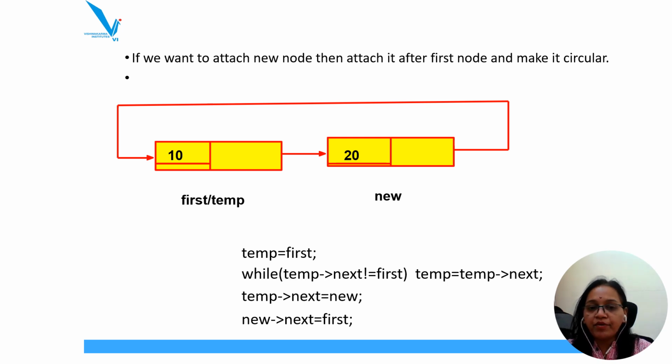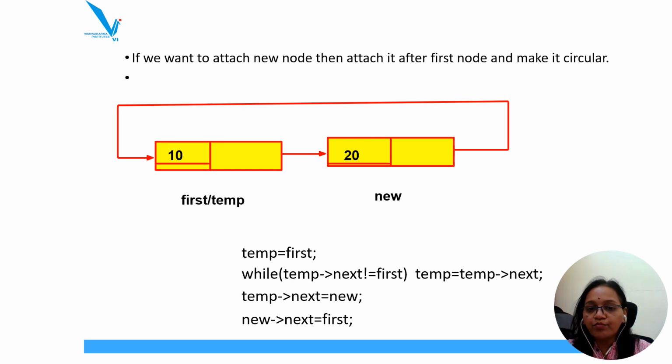Okay. So temp में first को move कर देना है. So now your first and temp both will point to the first node. And while temp of next is not equal to first, but temp of next कौन है? ये new node. While temp of next is not equal to first, temp is equal to temp of next. Initially temp of next कौन है? ये खुद है. Okay. So you have to do temp is equal to temp of next. Temp of next यहाँ पे आएगा.